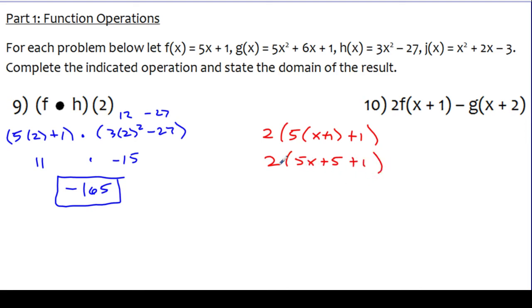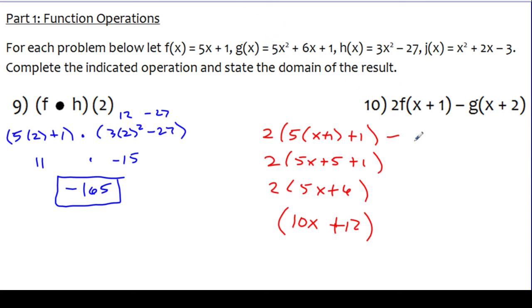Okay, so I can simplify that a little bit more. 2 times 5x plus 6. Well, 2 times 5x plus 6 is going to be 10x plus 12. Okay, so I'm going to say that this whole big 2f of x plus 1 turns into 10x plus 12. Right? I'm going to put parentheses around that. That's my new expression. We are subtracting from that g of x plus 2.